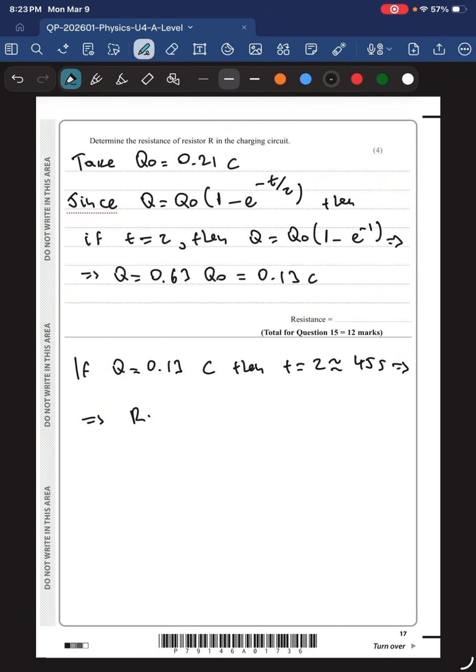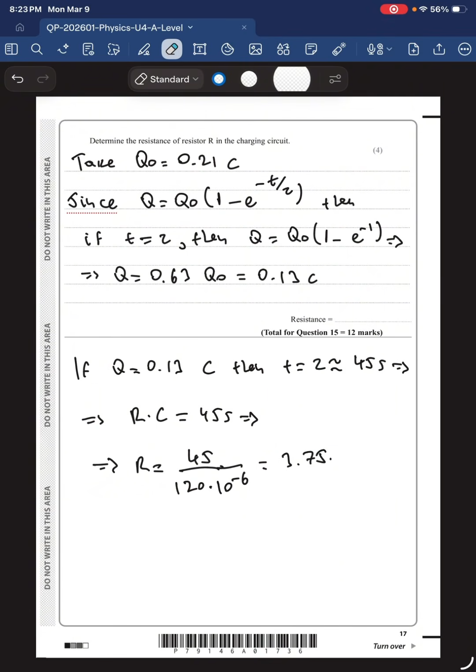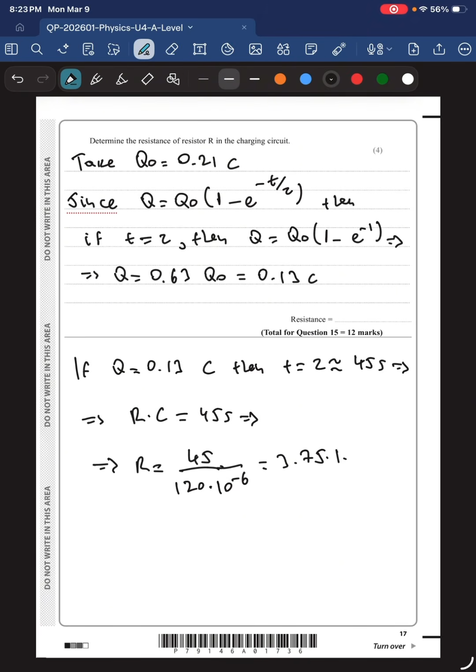So this means that R times C is 45 seconds. So R is 45 over C. We know what C is from before, 120 microfarads. And if we do the calculation, we find 3.75 times 10 to the 5 ohms, which is about 3.8 times 10 to the 5 ohms.